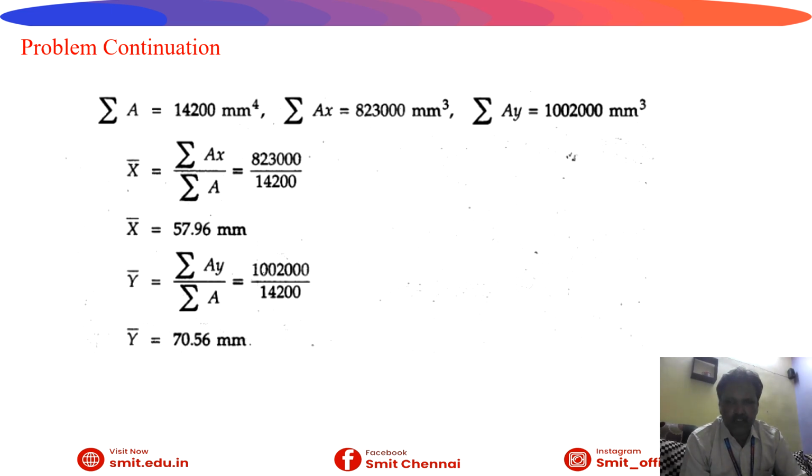So this is the calculation of how we are getting here. This we have mentioned here. Area, we know that summation of all areas you have to add up. Then what you have to do, that particular Ax divided by the total area, then you will get 57.96. That is the value we have put in the previous slide. Then y bar equal to, we are getting 70.56 mm also.